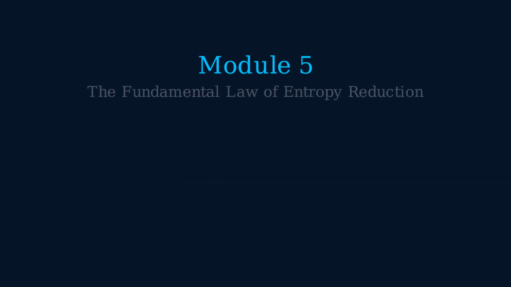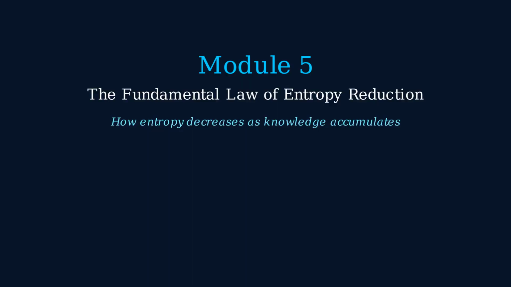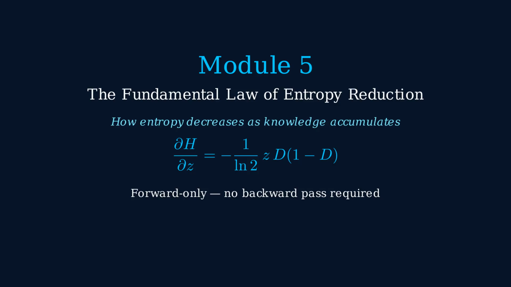Module 5, the fundamental law of entropy reduction. We derive how entropy decreases as knowledge accumulates. The partial derivative of entropy with respect to z gives us the fundamental law. Entropy reduces through the alignment of knowledge with decision probability. This is a forward-only mechanism, no backward pass required.